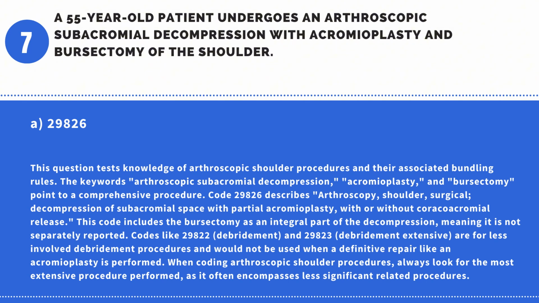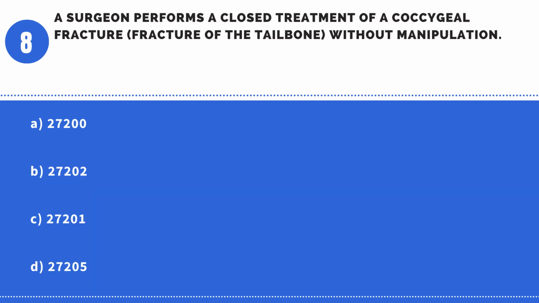Codes like 29822, debridement, and 29823, debridement extensive, are for less involved debridement procedures and would not be used when a definitive repair like an acromioplasty is performed. When coding arthroscopic shoulder procedures, always look for the most extensive procedure performed, as it often encompasses less significant related procedures. Question 8.